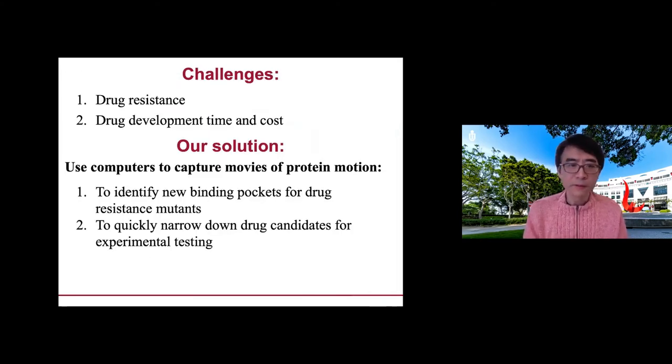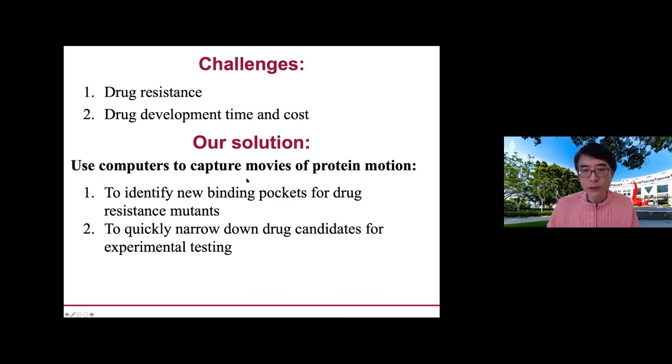Okay, so hopefully I've convinced you there are two challenges we're talking about related to drug discovery. The first one is drug resistance mutations, or drug resistance mutants. The second one is drug development time and cost. It takes a lot of time, takes a lot of money. So in this talk, from now on, I'm going to introduce how we can use computers to help address these two challenges, to help address the drug resistance mutation, and to help address the drug development time and cost, right? So what we do is we try to use computers to capture the movements of the protein motion.